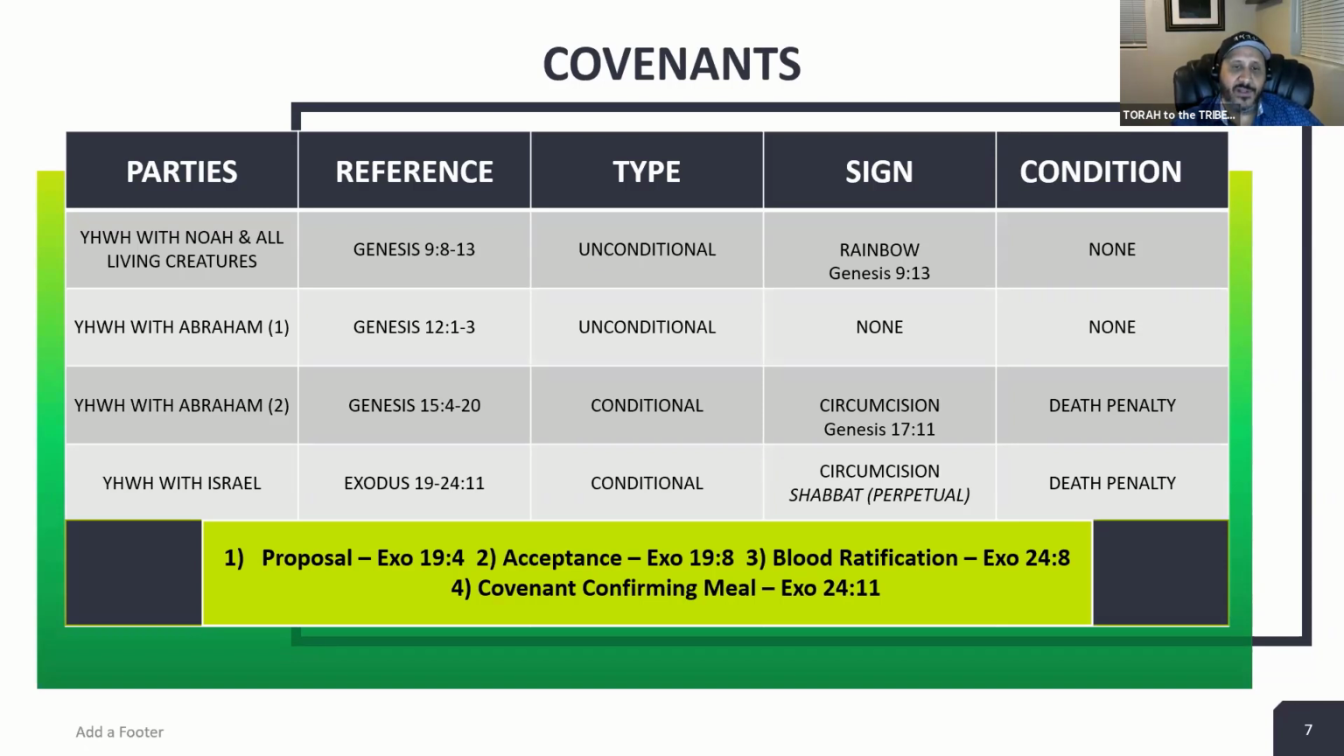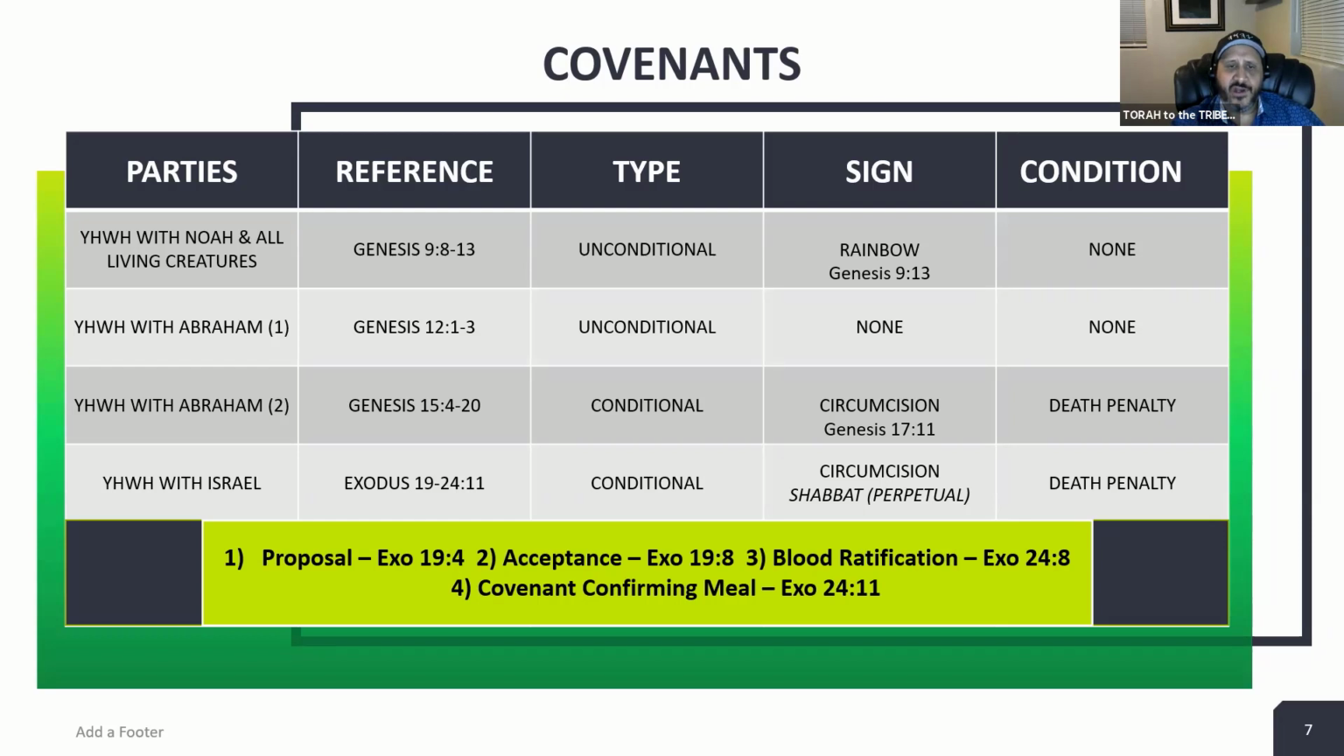So we also had the blood ratification. We see this in Exodus 24:8. And Moshe took the blood and sprinkled it on the people. We also have the covenant confirming meal, Exodus 24:11. So they saw Yahuwah and they ate and drank. And the good thing is that they didn't die. And pretty much nothing else was added after 24:11.